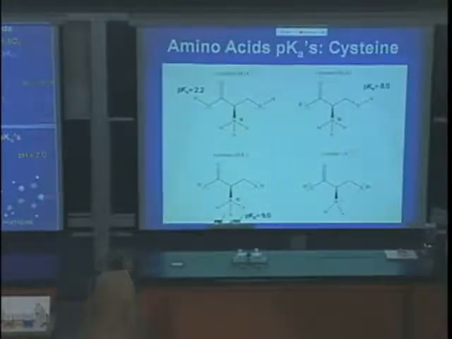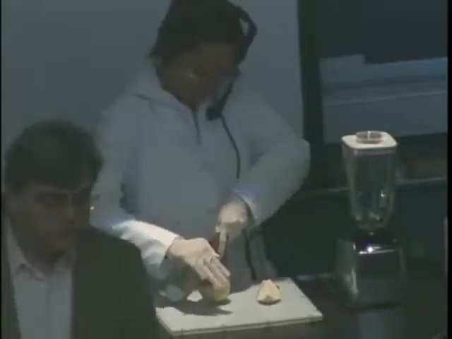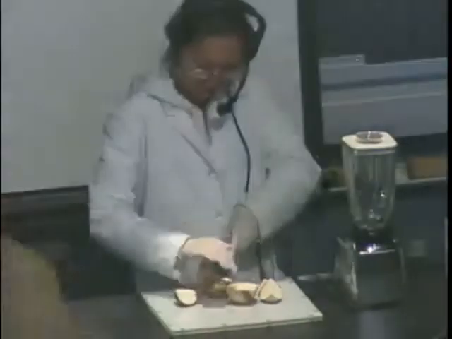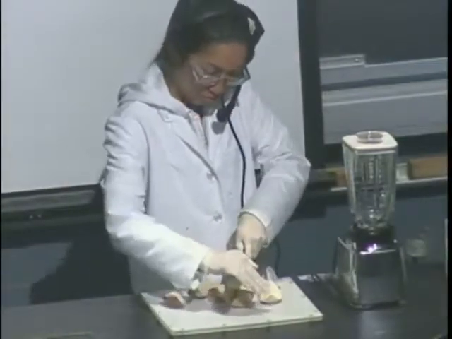So let's do an experiment. We're going to grind up some, what is it, rutabaga? No, what is it? Turnip. Karen's going to grind up some turnip, and we're going to make a turnip smoothie, okay? And turnips are extremely good for you. They have an enzyme. And what is that enzyme called?